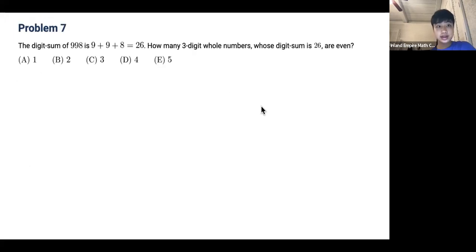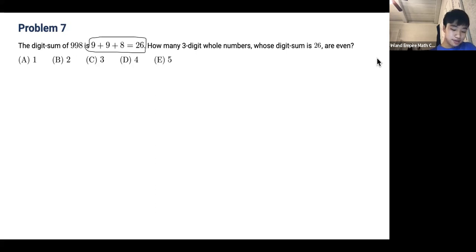Okay, so problem number 7 looks quite complicated, right? You have the digit sum of 998, all these 3-digit numbers. How many 3-digit whole numbers? But if we think about this, let's think about it, right? So first of all, let's look at this right here. So it is 9 plus 9 plus 8.